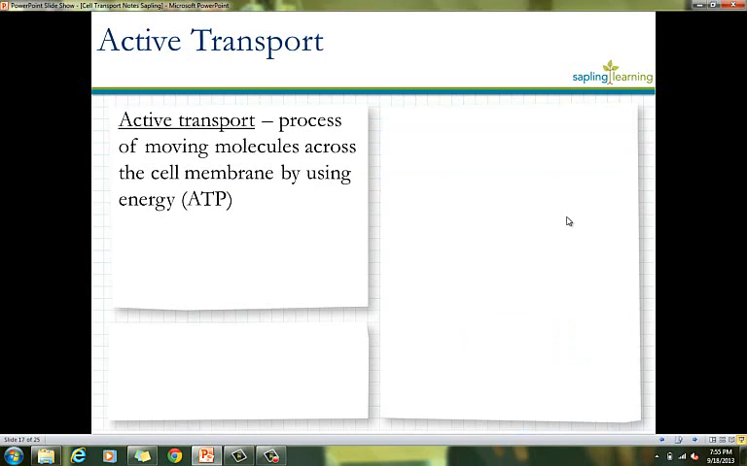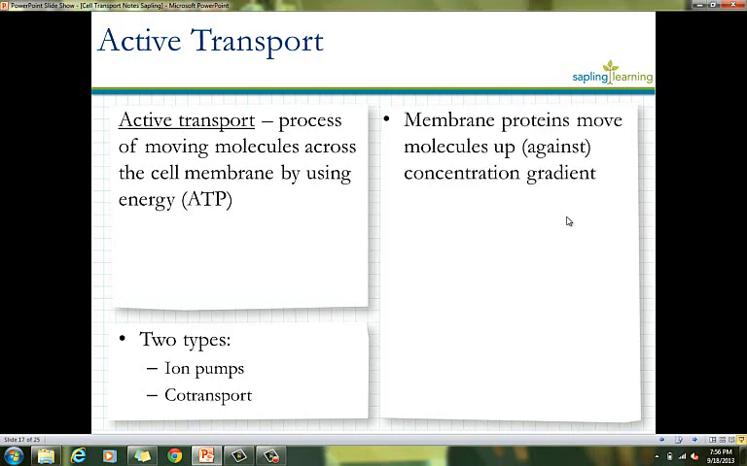Active transport is a process of moving molecules across the cell membrane by using energy in the form of ATP. There are two types of active transport, ion pumps and co-transport. These two types of movement both utilize membrane proteins to transport molecules against their concentration gradients.